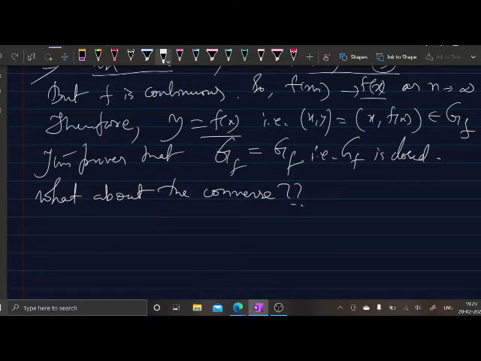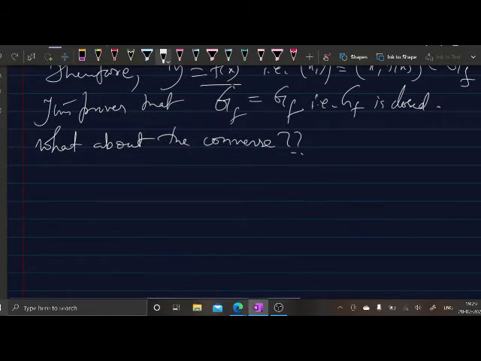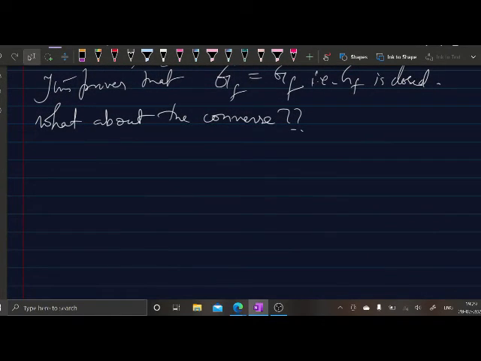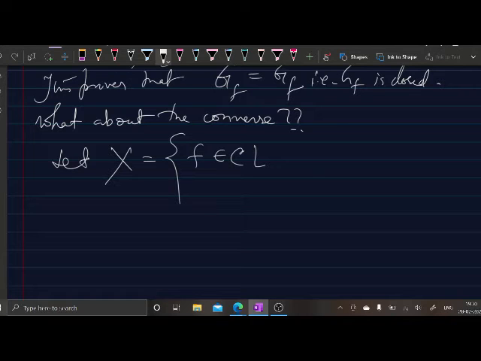What about the converse? The answer is no. The converse is not true in general, because suppose we consider X to be the space of all continuous maps on the closed interval [0,1] which are differentiable.